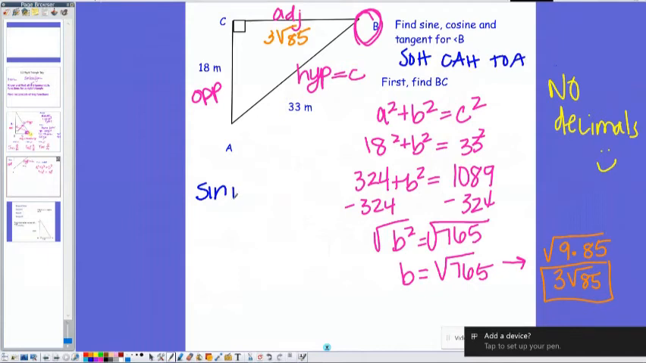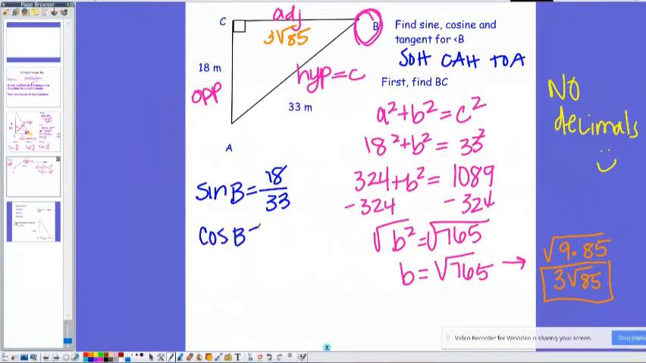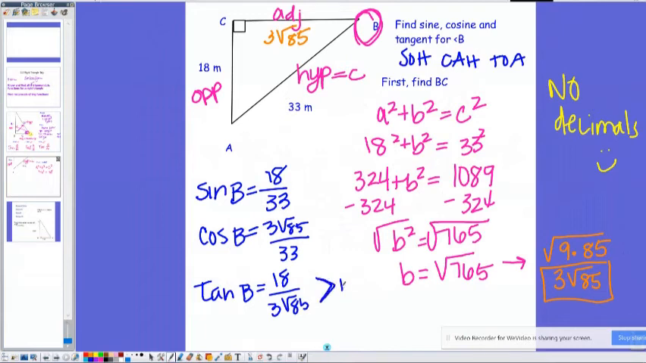So sine of B is opposite, which I labeled as 18 over hypotenuse, which is 13. You don't have to reduce it. You don't have to write it as a decimal. You just need to leave it as is. So cosine of B is 3 square roots of 85 over 33. And then tangent of B is 18 over 3 square roots of 85. Now, technically, you would have to rationalize the denominator, but we're not going to do that right now. If that is something you want to do, go ahead and go for it.